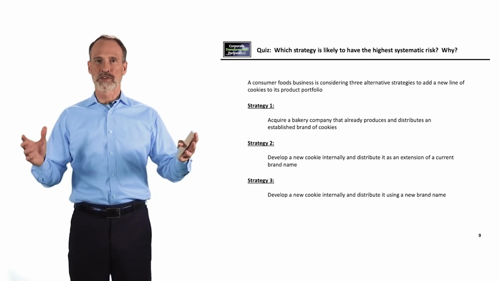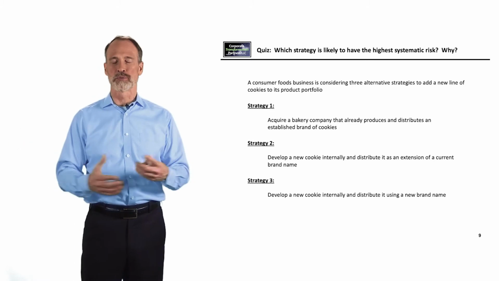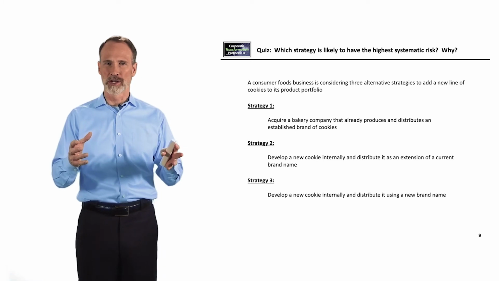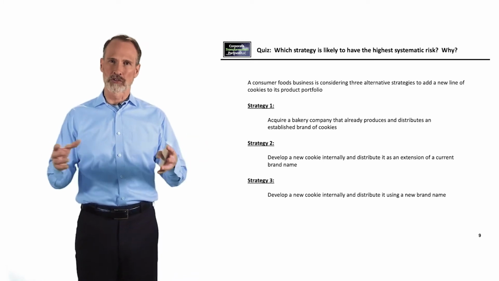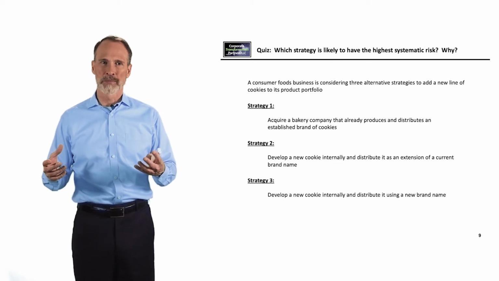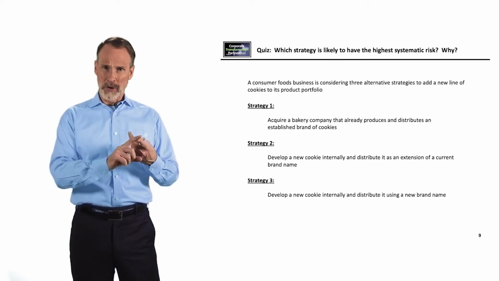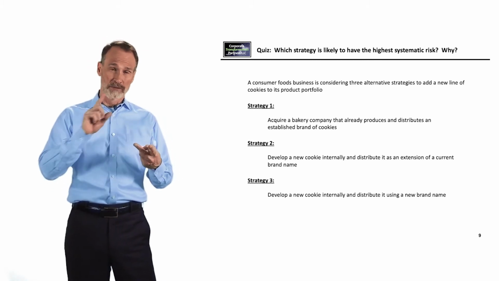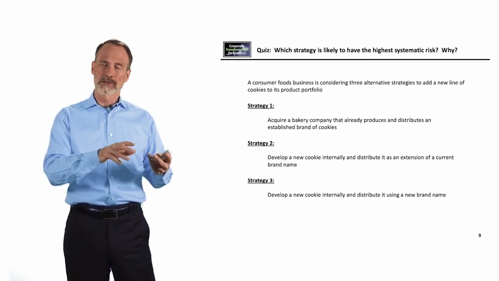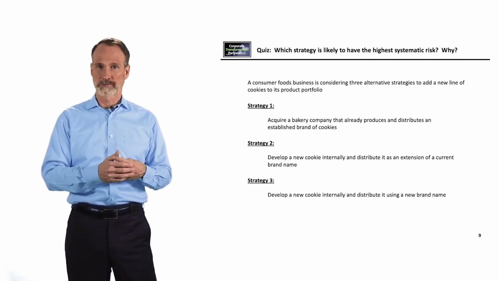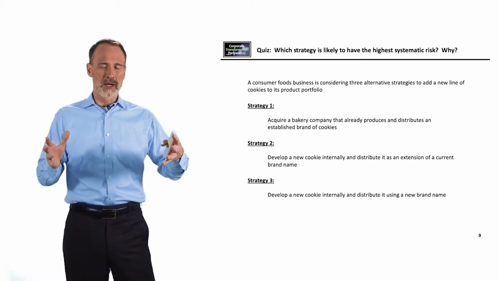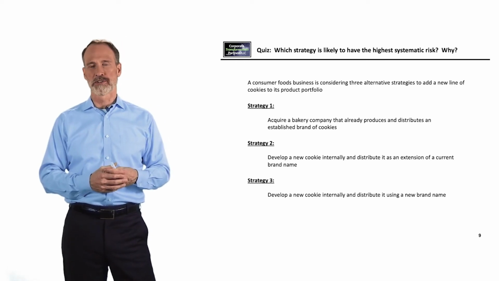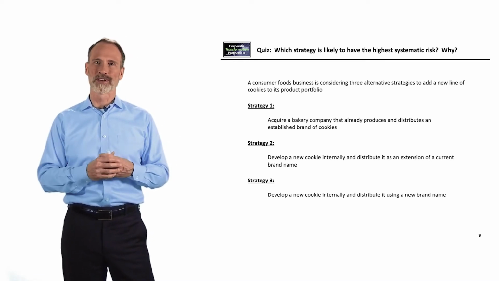So let me ask the hopefully simpler question first. Which one of these strategies has the greatest overall risk, total risk? Pretty sure you'll come to the conclusion that strategy 3 has the largest overall risk. Why is that? Because in strategy 3, you basically don't know how well the new cookie is going to do, and you don't know how well the new brand is going to do. Whereas in the first strategy, you know how well both are going to do, and in the second strategy, you at least know how well the brand's going to do. So I think most people can get comfortable pretty quickly with the notion that strategy 3 is the most risky of these strategies.